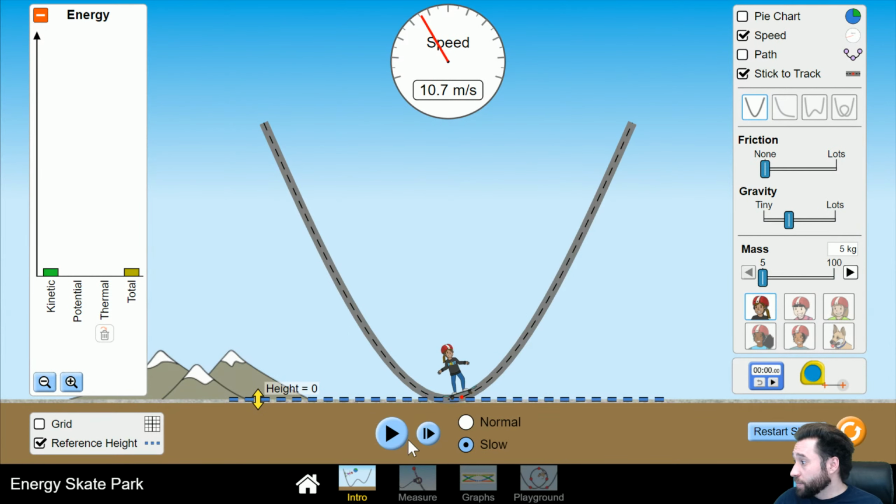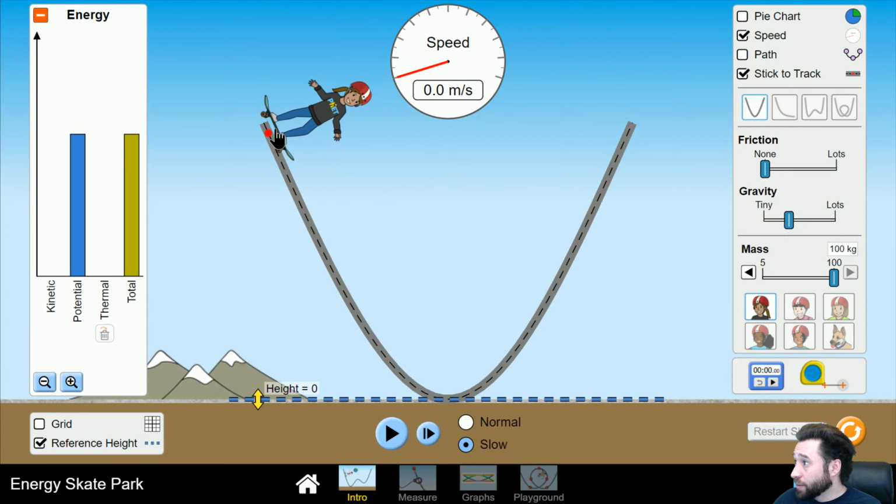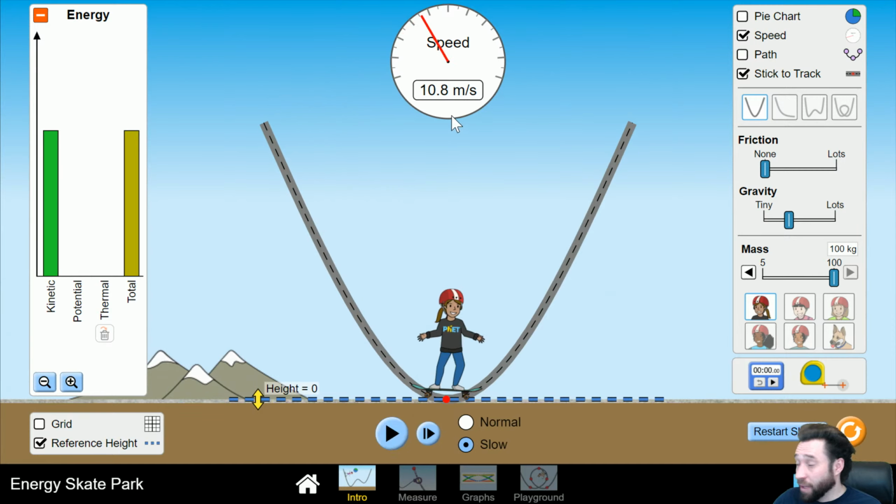So I can have 5 kilograms, and I'm going to try to keep consistent. It's still 10.8, and I'm only at 5 kilograms. But then when I boost it up to 100, I'm still going to have the same value for my velocity. Does that make sense?